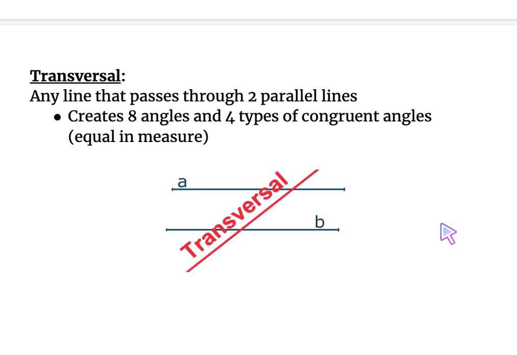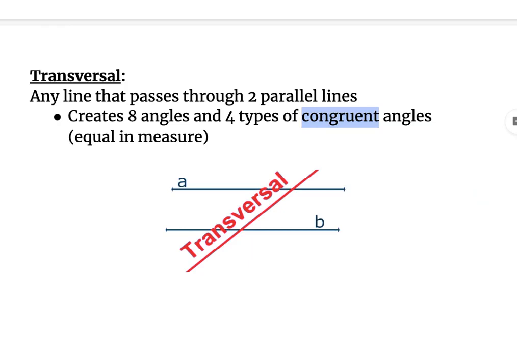Remember that congruent means equal in measure. So there's going to be 4 types of angles that will be equal in measure. And we're going to talk more about what those 4 types of congruent angles are. But remember that congruent means equal in measure. So by cutting through the transversal with the parallel lines, we'll create 8 angles. 1, 2, 3, 4, 5, 6, 7, and 8.